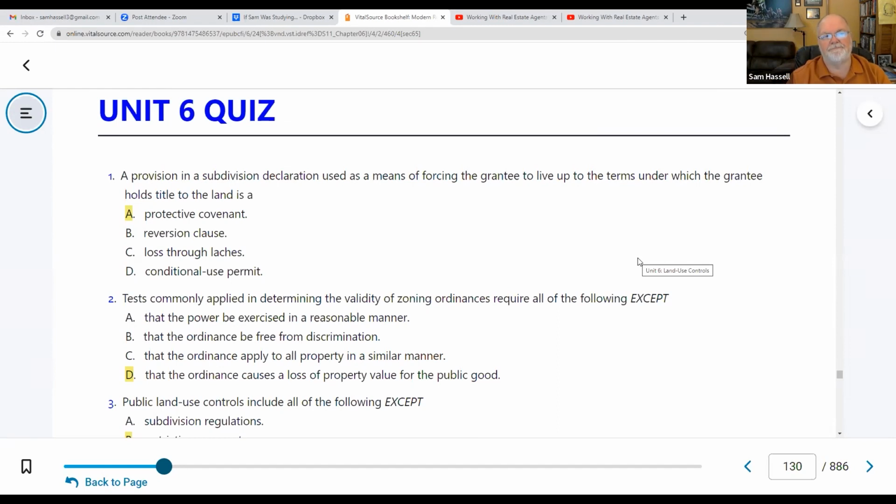All right. So number 1, a provision in a subdivision declaration used as a means of forcing the grantee to live up to the terms under which the grantee holds title to the land is a protective covenant. This is your CCRs, all right? Your deeds and covenants and restrictions in your local HOAs. Those are protective covenants, right? You have to do this in order to stay here. In order to live here, you have to comply with these rules.